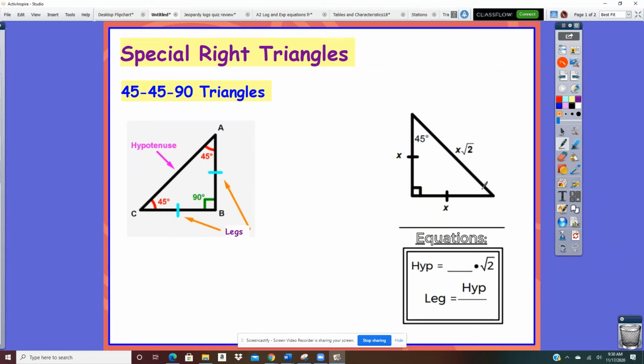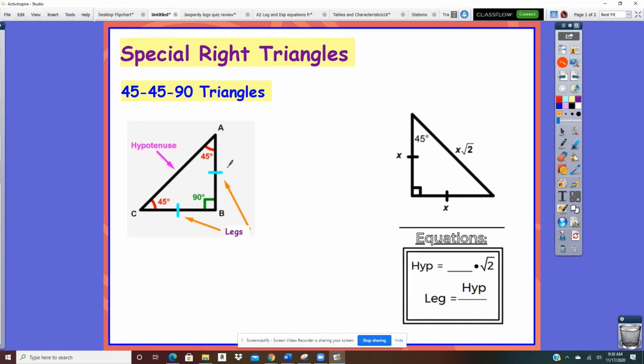Okay, this lesson is on special right triangles, and the one we're going to do today is the 45, 45, 90 triangle. As you notice, it's an isosceles triangle because two of the angles are congruent. That means two of the sides are congruent. And those two congruent sides are the ones that make up the right angle, and are called the legs. The side opposite to the right angle, if you remember, is called the hypotenuse.